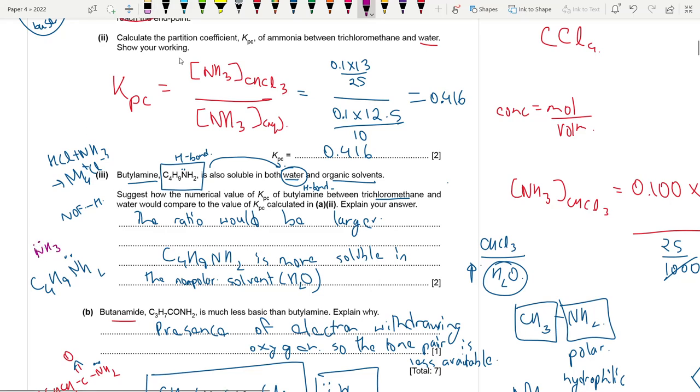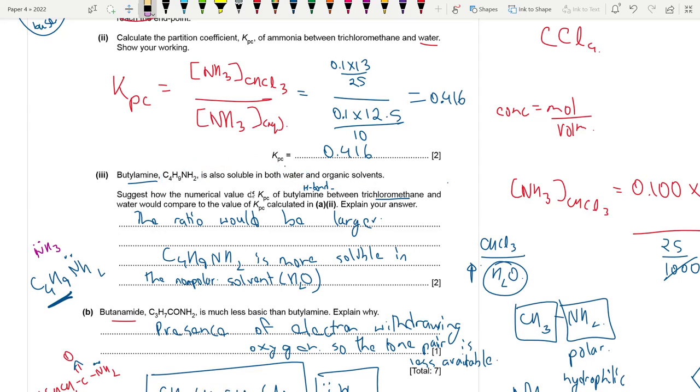Both have the ability to form hydrogen bonds, right? It's just that ammonia is going to be better. Ammonia will be better at forming hydrogen bonds because it's smaller. It does not have this insoluble part. Due to this section, solubility actually decreases. So remember, even if you have the ability to form hydrogen bonds, if you have a part that is actually insoluble in the aqueous solvent or the polar solvent, it's actually going to reduce your solubility.